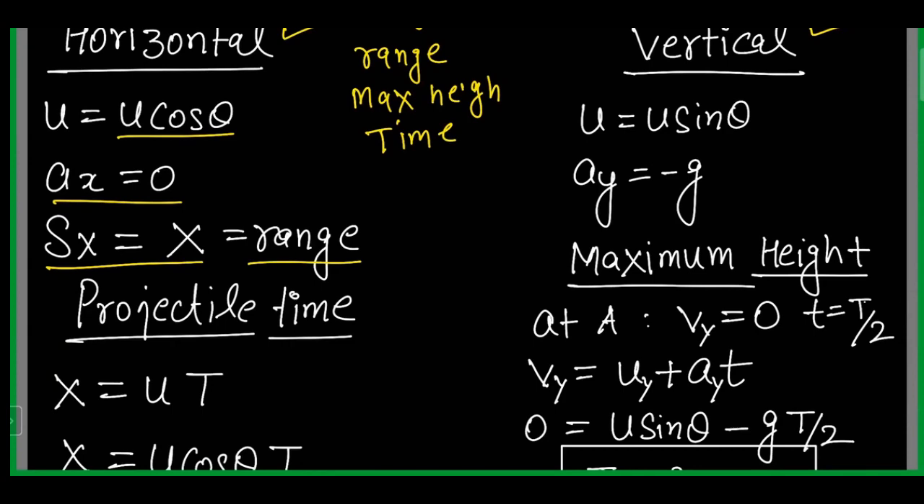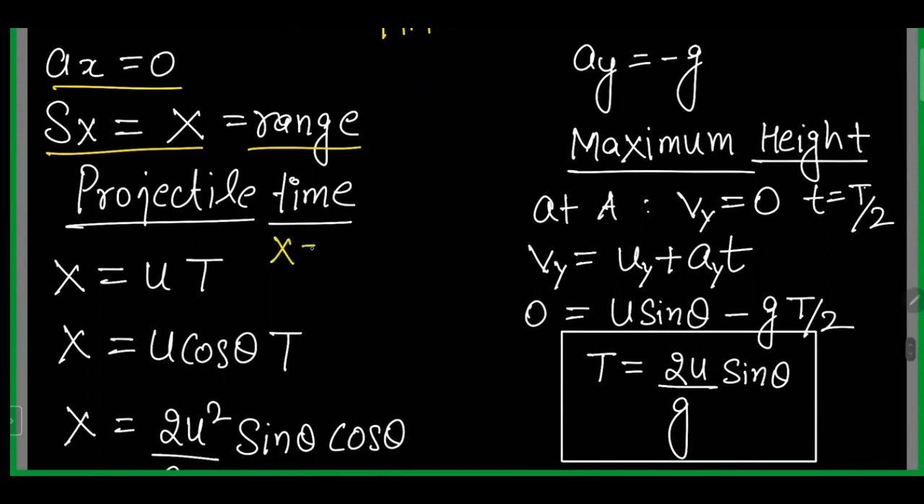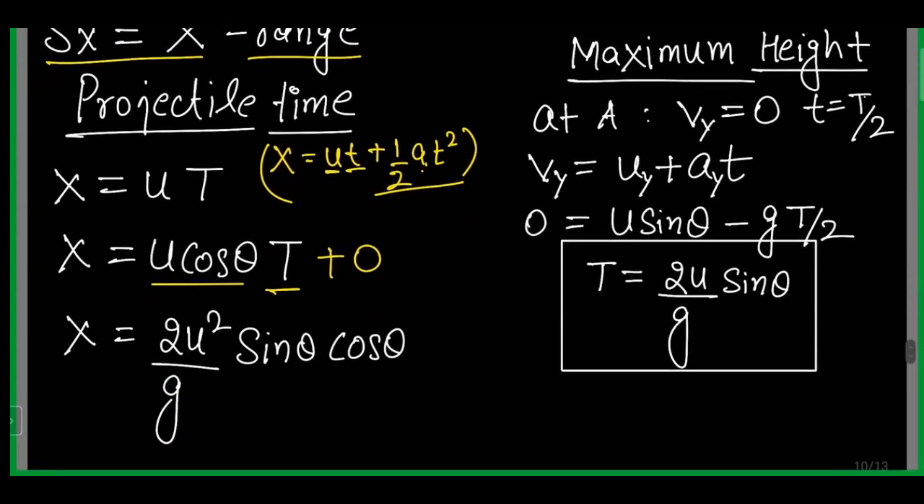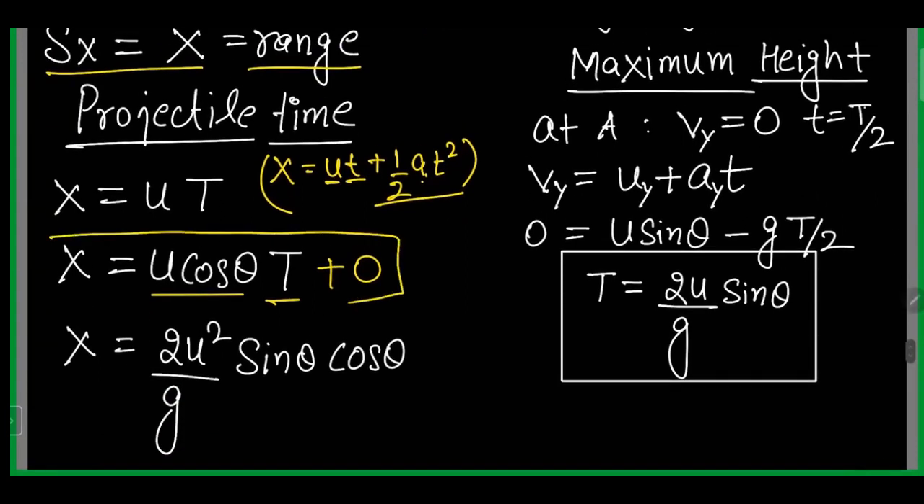Okay. Now using the formula x equals ut plus half at square, you can clearly see u is u cos theta. t is the total time, which we want to find. And for half at square, since a is 0, I will say plus 0. So you will get x equals u cos theta t. What do I mean by this? So I have reached till here.